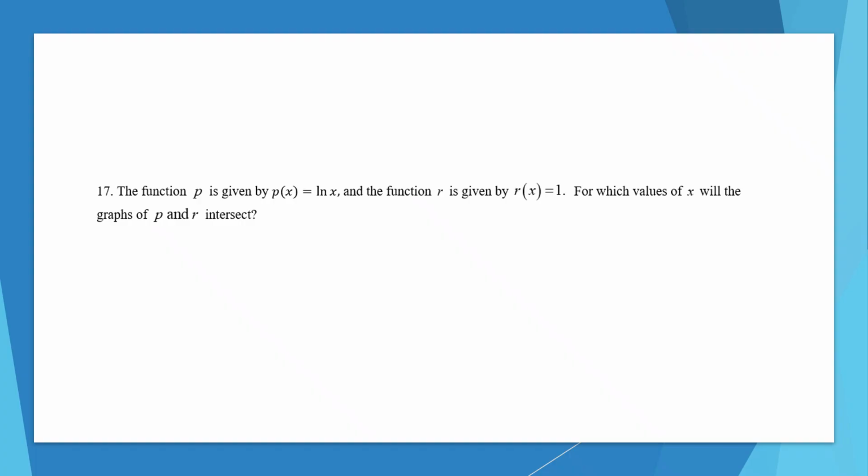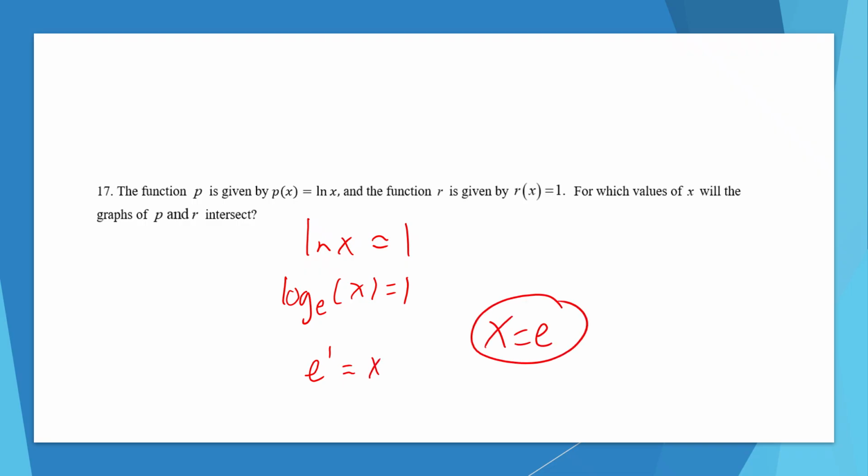The function p is given by ln x, and the function r is given by 1. For what values of x will this intersect? So here we just want to solve this equation. This, remember, is log base e of x equals 1. So then e to the first equals x, and so then x is just e. So that is our answer for number 17.